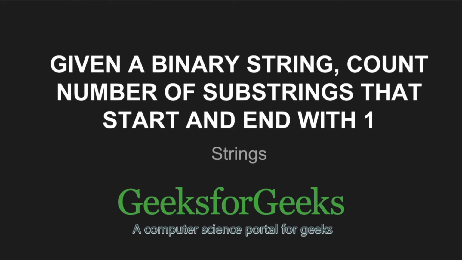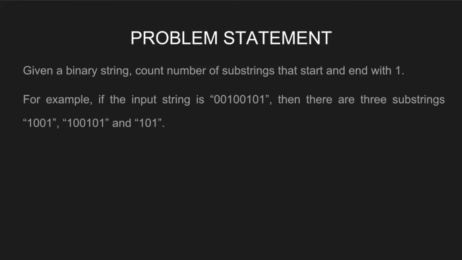This is a video tutorial on how to count the number of substrings that start and end with 1 in a binary string. Let's have a look at the problem statement. Given a binary string, count the number of substrings that start and end with 1. For example, if the input string is 00100101, then there are 3 substrings: 1001, 100101, and 101.